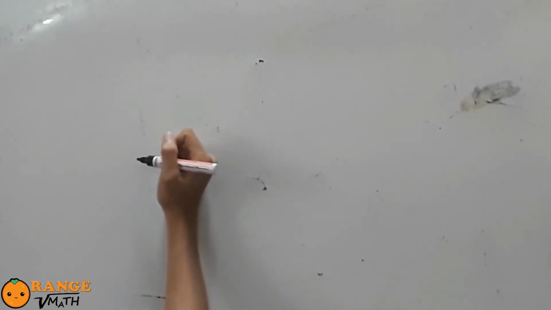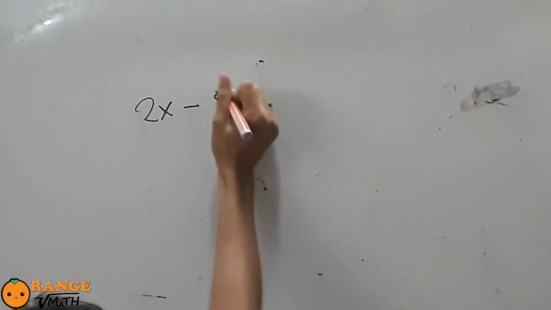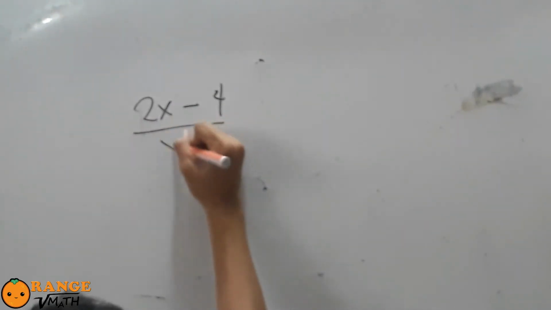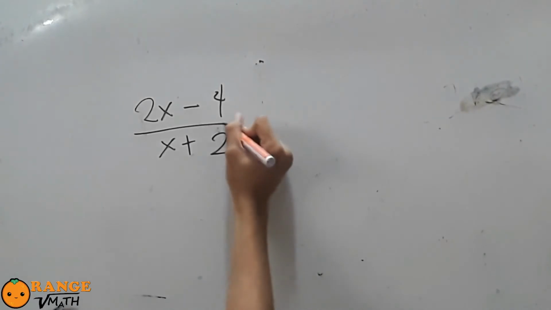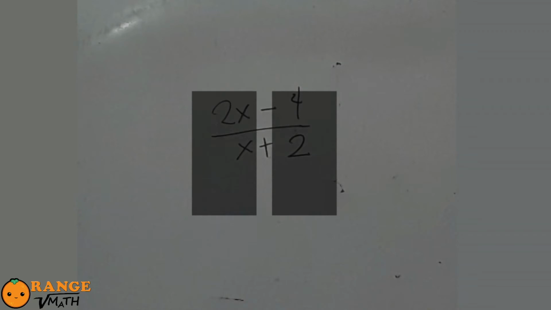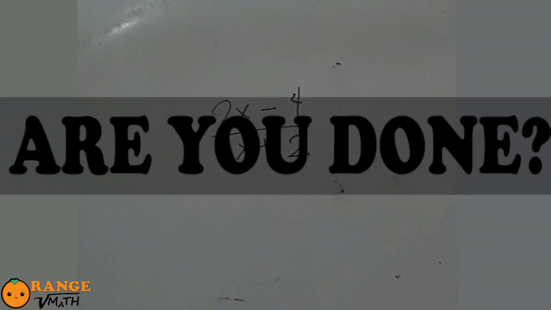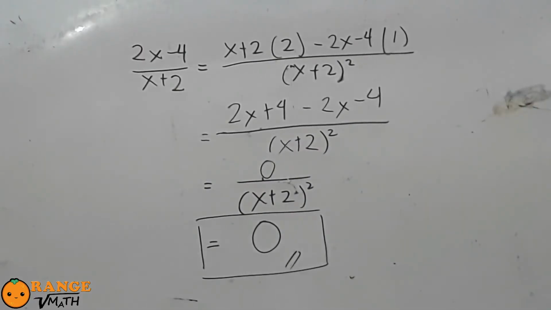Here's another exercise. 2x minus 4 over x plus 2. Now pause the video and solve for the final answer. Are you done solving? If you have this solution, well, you're correct.